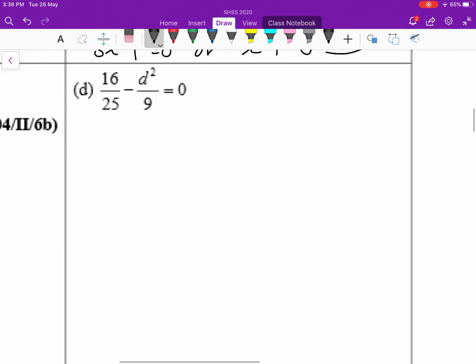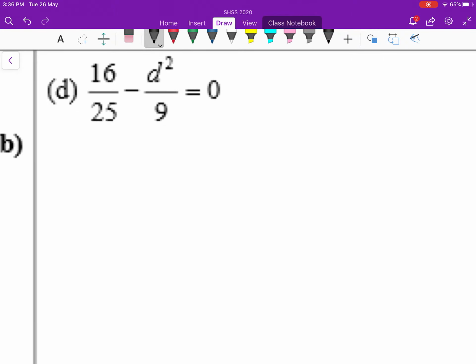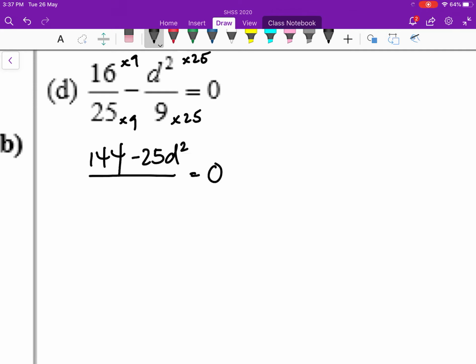Let's take a look at part D. Now, we have a fraction minus a fraction. A fraction minus a fraction, very simple. We must have the same denominator. How to get the same denominator? 25 and 9. Let's see. I can times 9 here, times 9 here, times 25 here, times 25 here. Okay, and I will get 16 times 9, 144, 144 minus 25d squared over 25 times 9 is 225 equals 0.